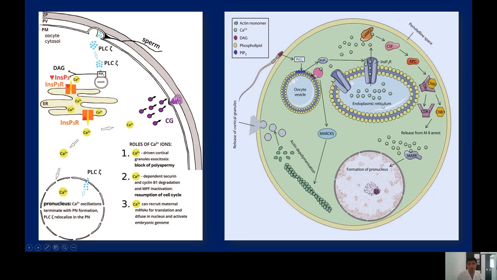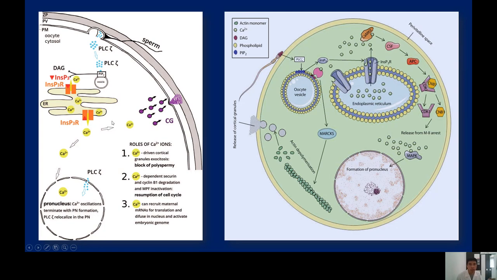The endoplasmic reticulum is filled with high concentrations of calcium ions. So once the calcium channels are open, as triggered by inositol 3-phosphate, the calcium will be released into the cytoplasm from the endoplasmic reticulum. It will increase the concentration of calcium in the cytoplasm of the oocyte. And now it becomes a zygote, because it has been fertilized by the sperm.